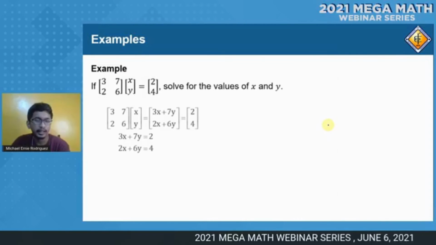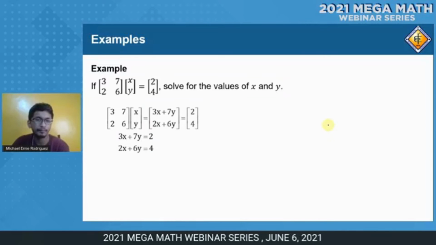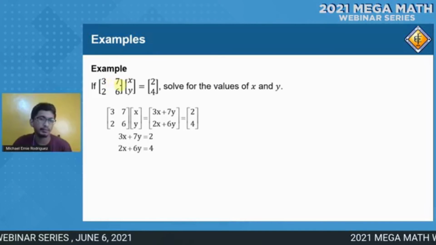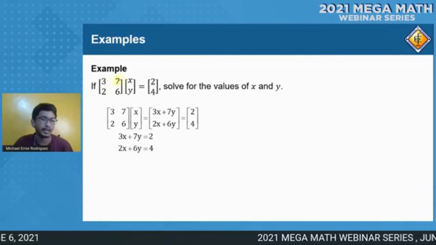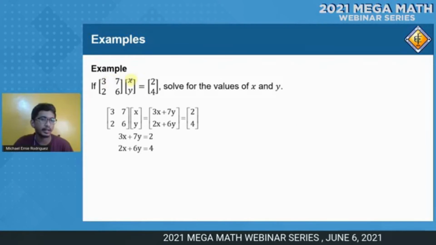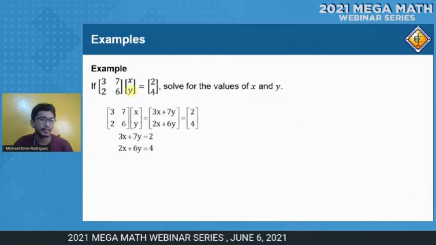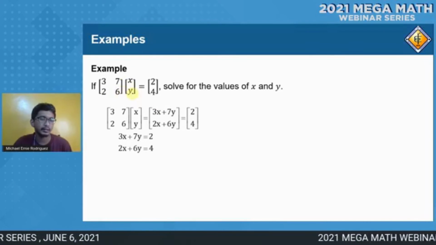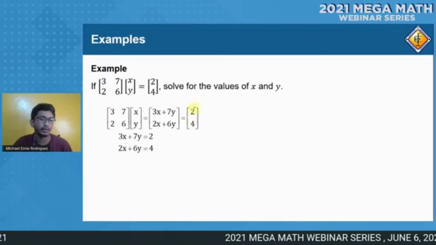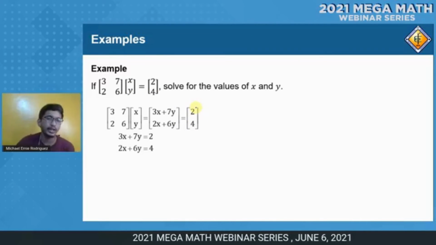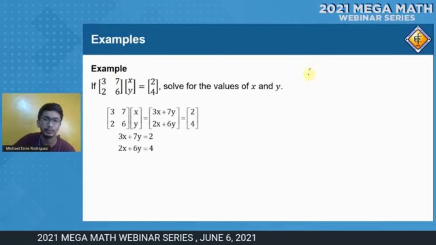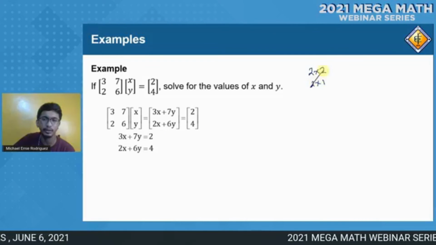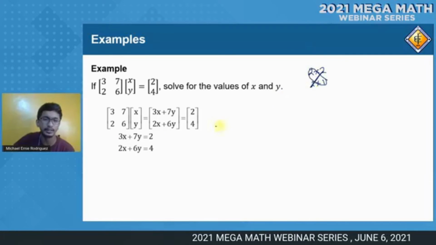And then, this is another example, pero papahanap yung values of x and y. So, multiplication of matrices is applied on this problem. So, we have 3 times x plus 7 times y. Okay? And then 2 times x plus 6 times y. So, that's equal to 2 tsaka 4. Okay, so this is a 2 by 2 matrix, diba? 2 by 2 matrix, and then this is a 2 by 1 matrix. So, our answer is a 2 by 1 matrix.